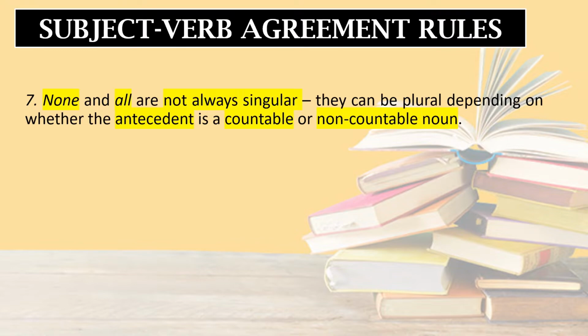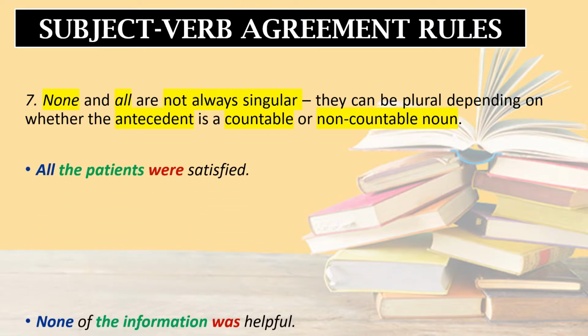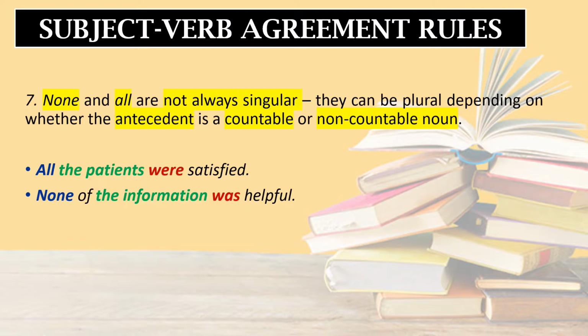And the seventh rule that we have to remember: none and all are not always singular. They can be plural depending on whether the antecedent is a countable or non-countable noun. For example, all the patients were satisfied. None of the information was helpful.